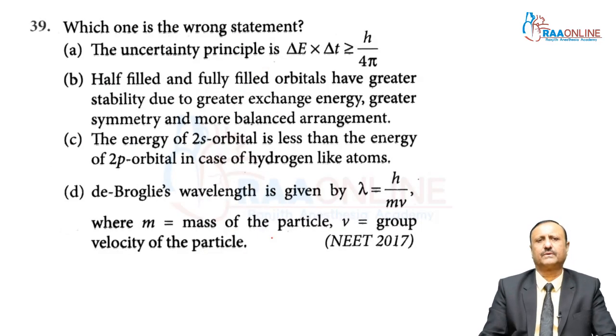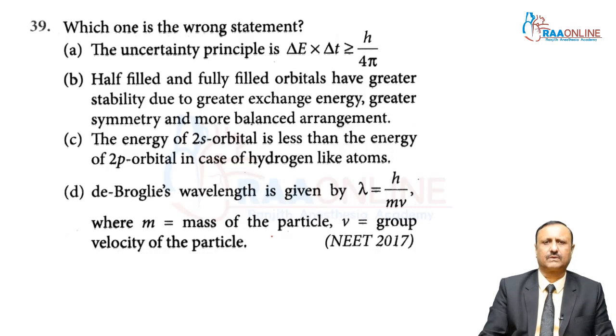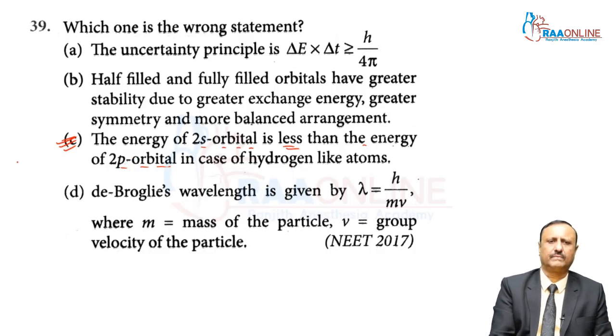Now, my dear students, we can go to question number 39. Which one is the wrong statement? Here we can see the wrong statement is C. Why? Because the energy of 2s orbital is less than that of 2p orbital in the case of a hydrogen-like atom. You always see that the energy of 2s is always lower than 2p. So, it is a wrong statement.